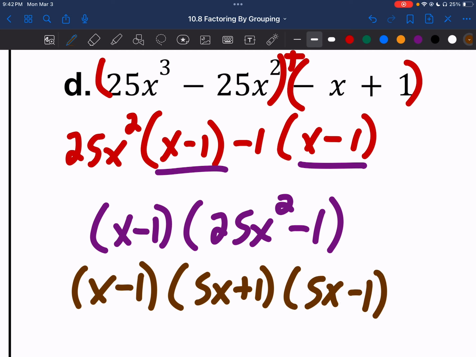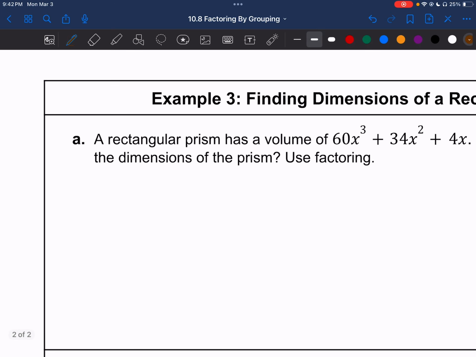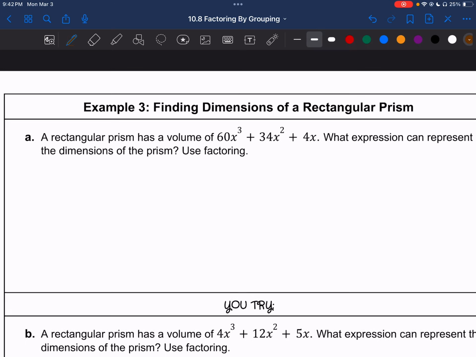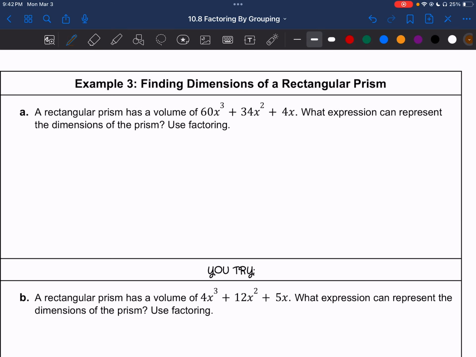All right, let's go ahead and flip to the next page for our final two problems. Finding dimensions of a rectangular prism. So we have a rectangular prism that has a volume of 60x cubed plus 34x squared plus 4x. What expression can represent the dimensions of the prism using factoring?